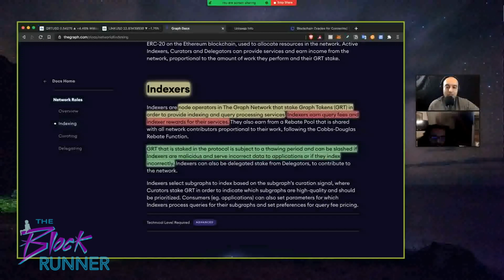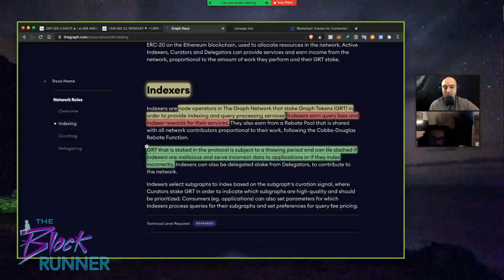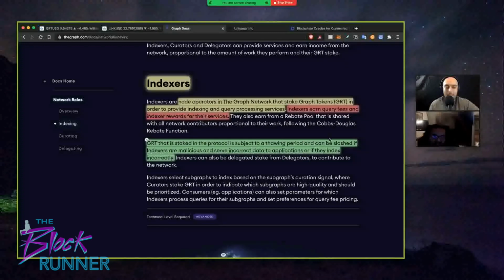And then we have GRT that is staked in the protocol is subject to a thawing period and can be slashed if indexers are malicious and serve incorrect data to applications or if they index incorrectly. So I wonder how that goes down. Is it as simple as the system assumes you're not doing your job as an indexer very well because you're not getting queried enough, so over time the staked GRT that you have starts to diminish? Is that how it works?